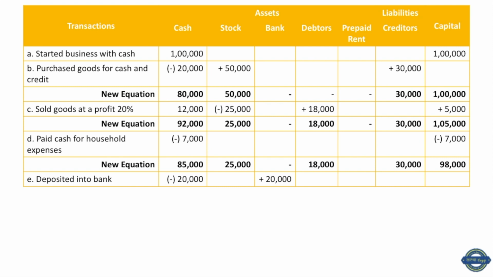Deposited into bank. Cash has been taken out and put into a bank account, so we are going to add a column for bank, add rupees 20,000 and deduct cash for rupees 20,000.